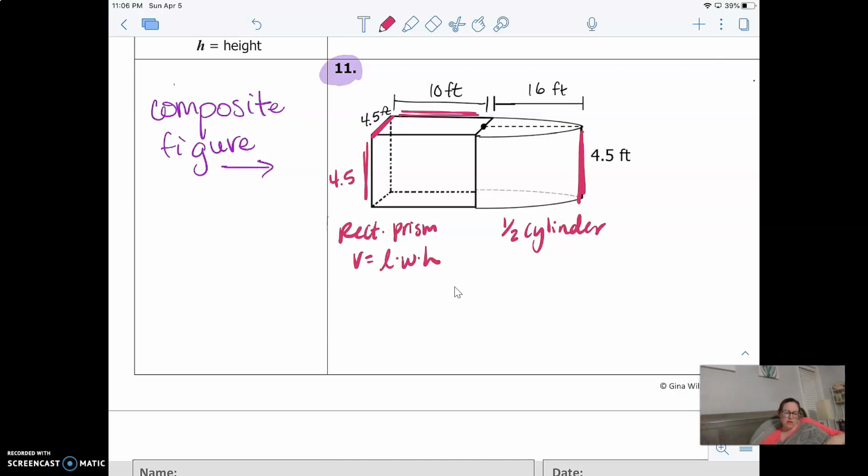So that's going to be 4.5 times 4.5 times the height, 10 or whatever, okay? And you just add that to your cylinder, which is pi r squared times the height.